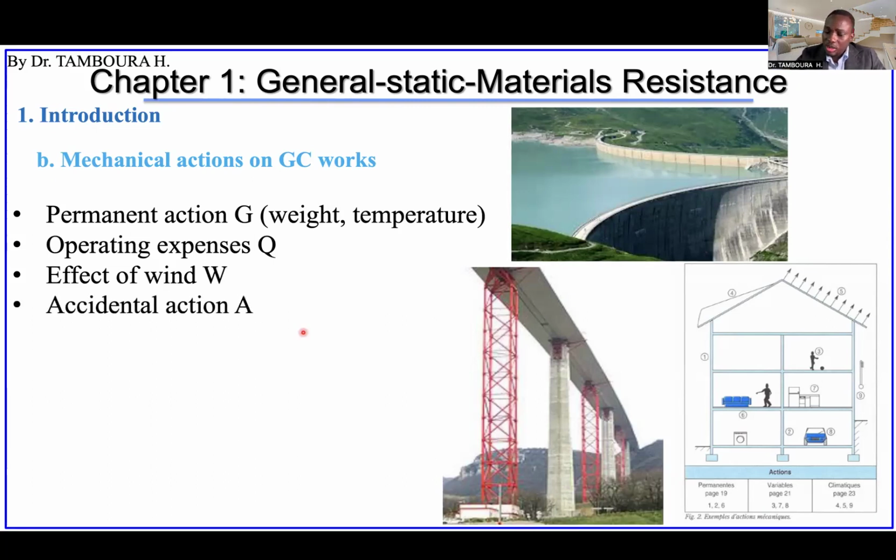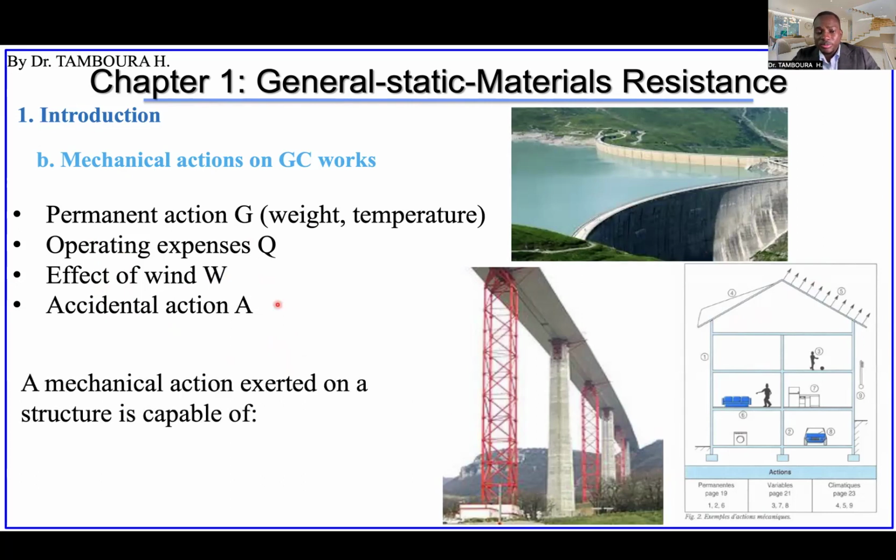And we have also accidental actions. For example, if a car hits this column, we have to consider this kind of accidental action. Or for example, in this mountainous area, we can have a landslide that can hit the bridge. Okay. So there are several actions. I think we will come back to these actions later, but this is just an introduction to the different types of action that may act on any built structure.